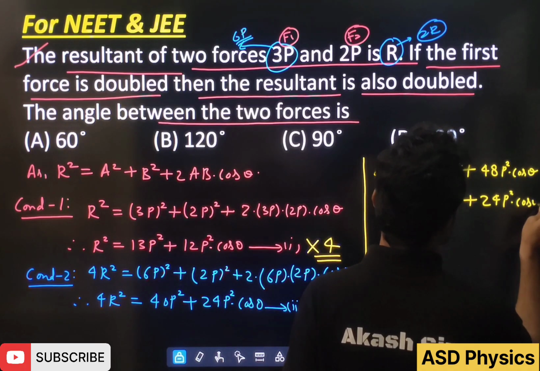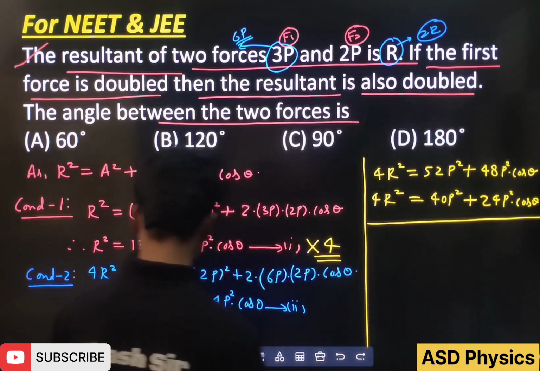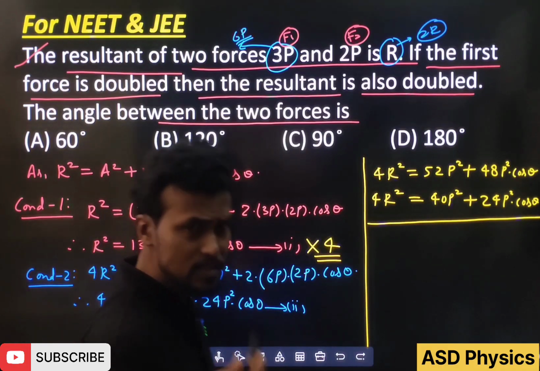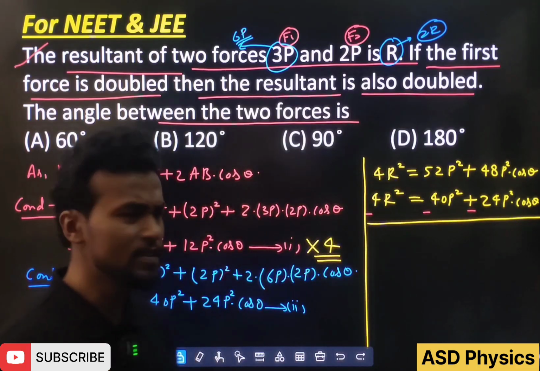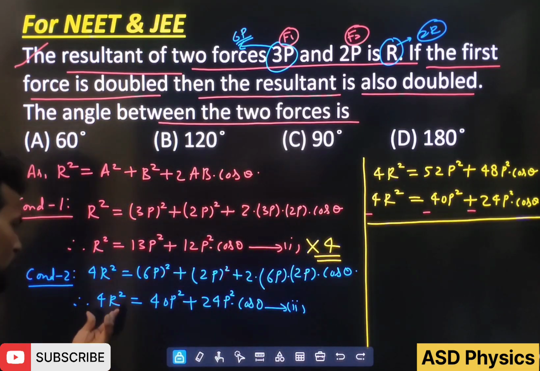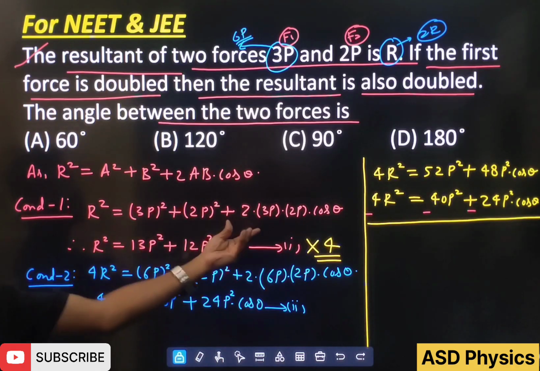24P square into cos theta. Now what I am going to do, I am going to subtract both these equations. You may wonder why I multiplied with 4: because here 4R square is there, so just to eliminate R square, I multiplied with 4.